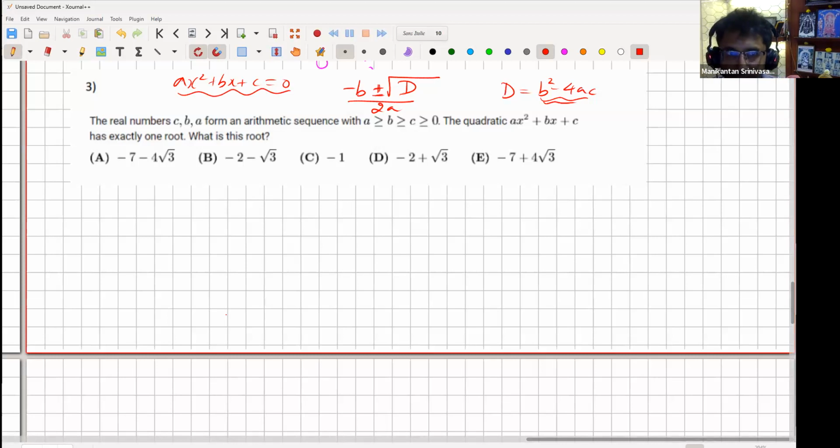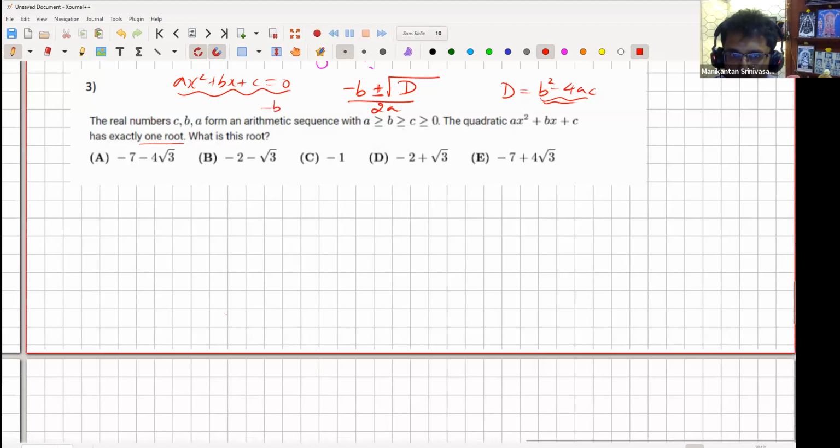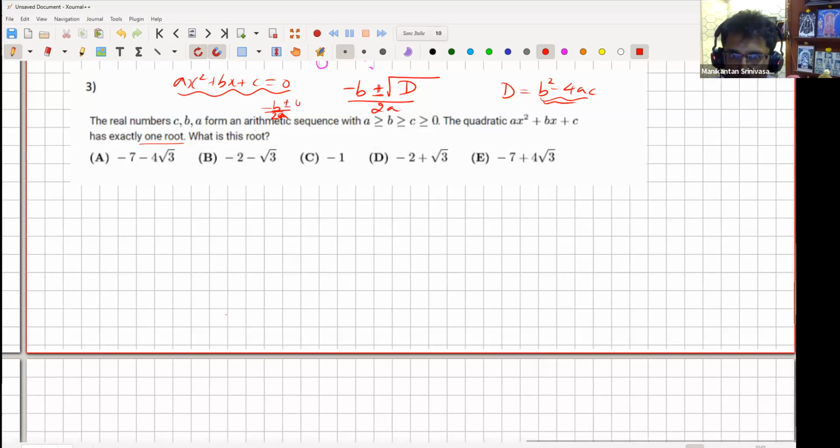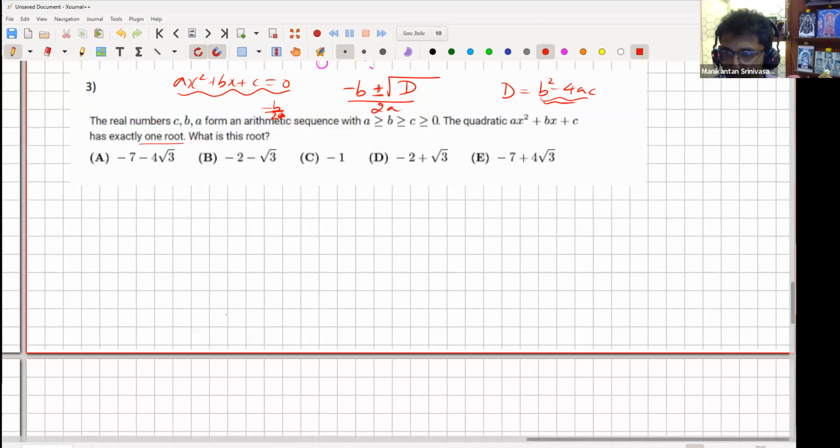Now, if there's only one root, that happens when discriminant d is 0, so that it becomes minus b plus or minus 0 upon 2a. So it's minus b by 2a. The two roots are both the same value, namely minus b by 2a. And if d is less than 0, the quadratic equation does not have any roots at all. In this case, it's the middle case where discriminant is 0, which is why it's minus b plus or minus 0, namely just minus b upon 2a. So the two roots are coincident and they are minus b by 2a.